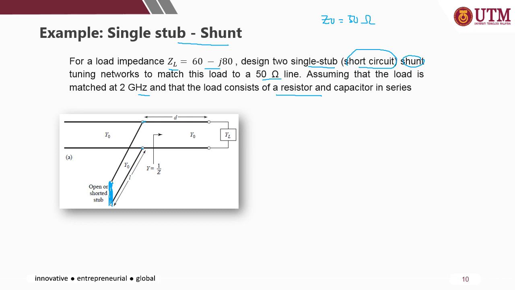Okay, so the first step to solve this is to get the normalized impedance. So 60 divided by 50 minus J80 divided by 50. So you will get 1.2 minus J1.6.